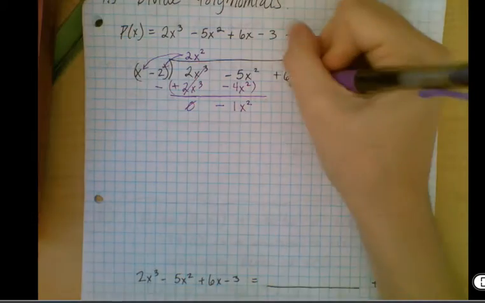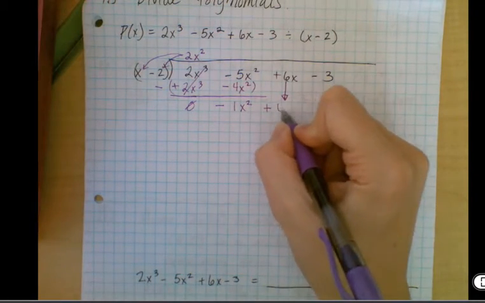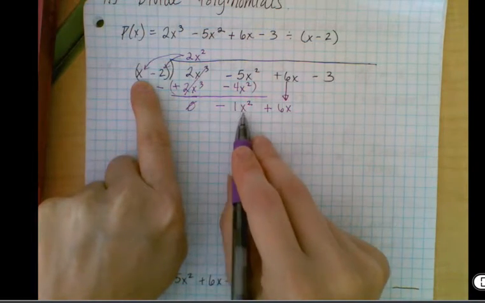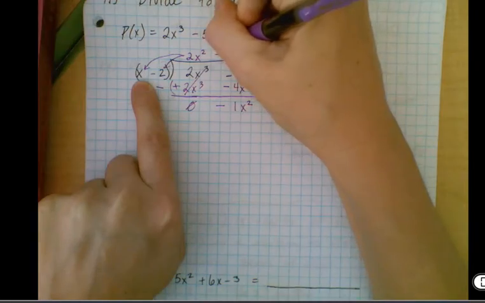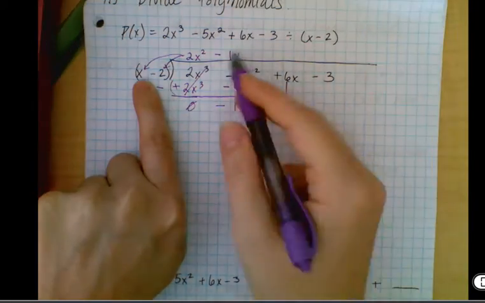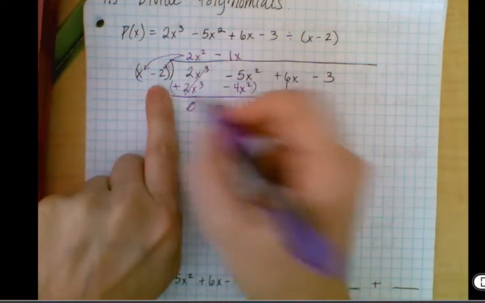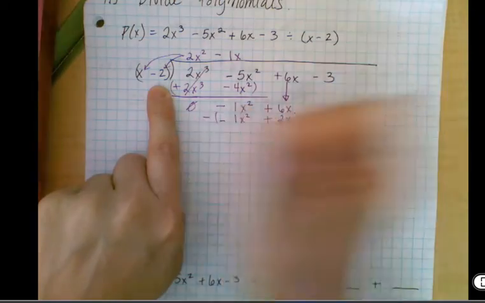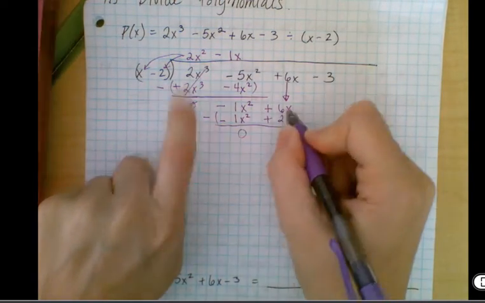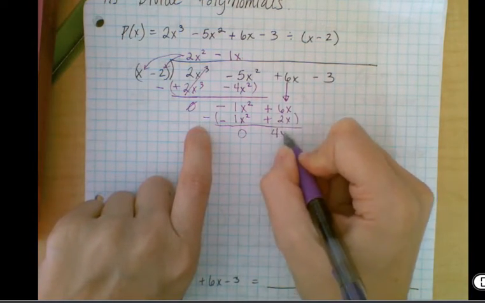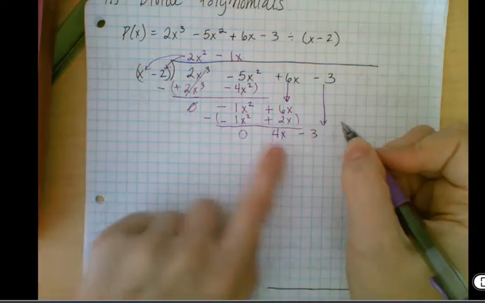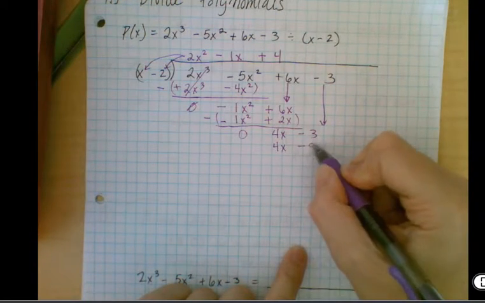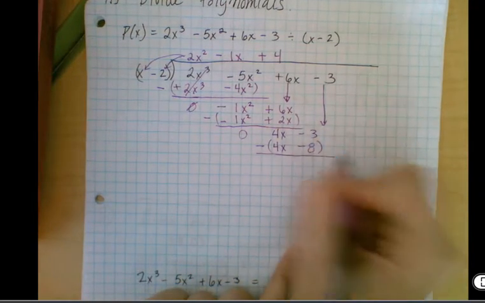And then negative 5 minus negative 4 is negative 1x squared. And then just like on the other problem, we drop our next term, so plus 6x. Now we ask the question, how many times does x go into negative x squared? It goes in negative 1x times. Then we do the same thing: distribute to each term and then subtract. So this is negative 1x squared and then positive 2x, and we subtract the quantity. So 0, and then 6x minus 2x gives us 4x. Then again, drop our last term. x goes into 4x positive 4 times. Distribute, minus 8, and then we subtract.